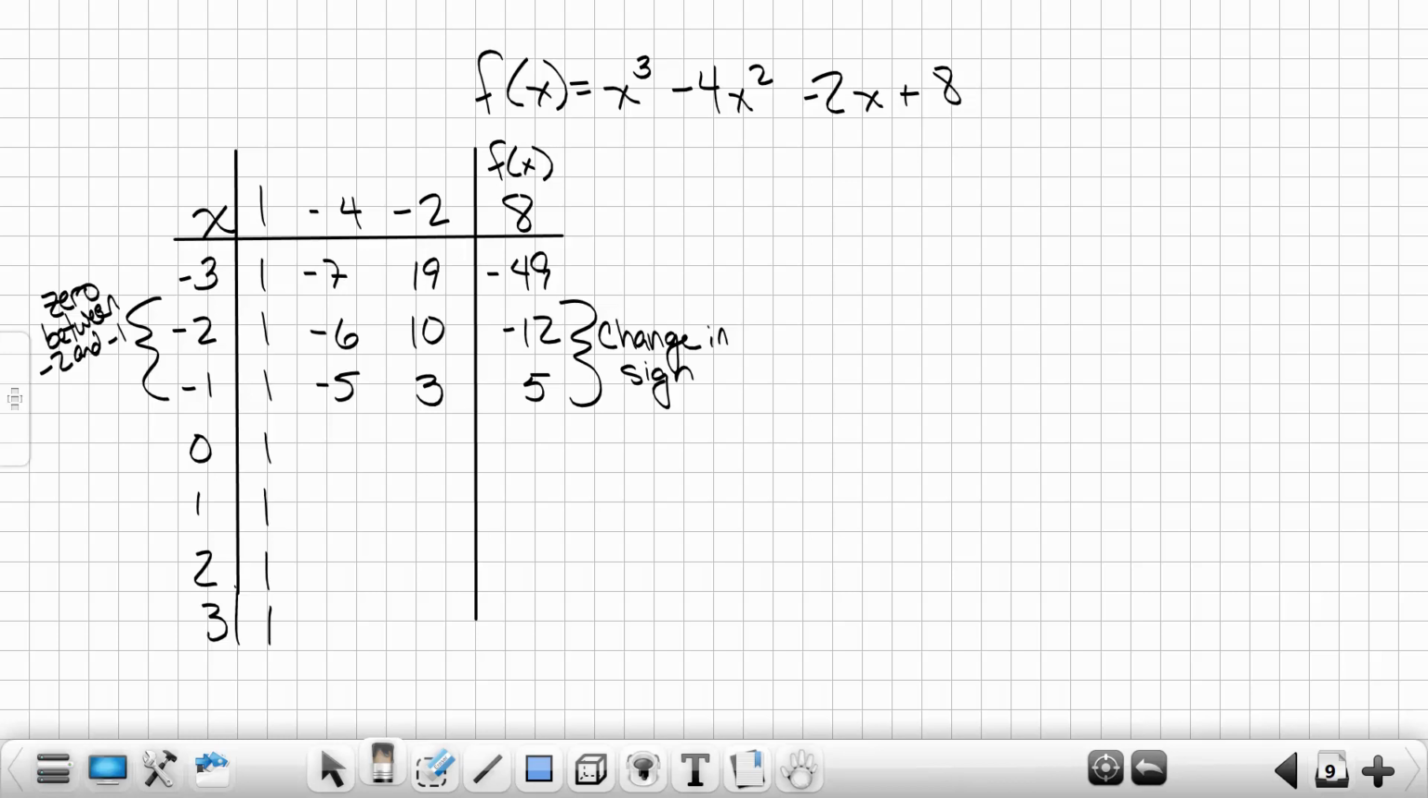Keep going. 1 times -4. Sorry, so I dropped the 1. 0 times 1 is 0, plus -4 is -4. 0 times -4 is 0, plus -2 is -2. 0 times -2 is 0, plus 8 is 8. No, because I'm multiplying by 0 every time.